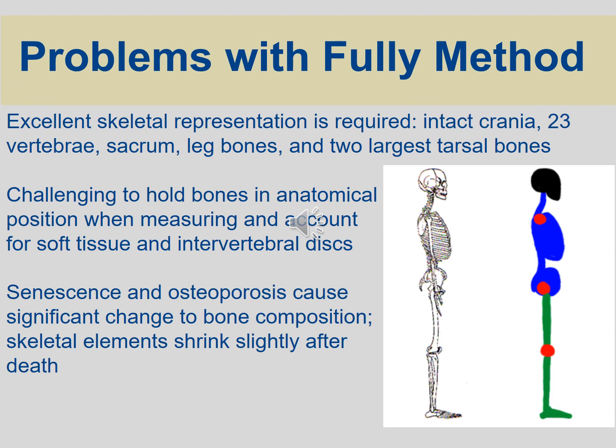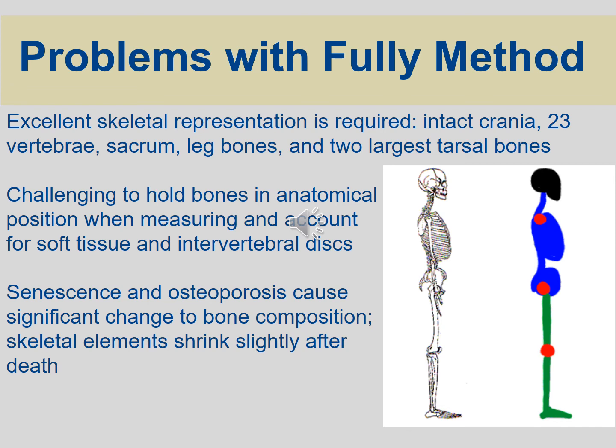There are a number of problems with the Fully method. I mean, it's very accurate. It makes a lot of sense from a practical standpoint. But look at all the elements you need. You need an intact cranium. You need 23 vertebrae, sacrum, leg bones, and 2 of the largest tarsal bones. What if the full skeleton is not recovered from a crime scene? And maybe it doesn't exist. Maybe other components were discarded and they will never be recovered. Well, how do you actually do this?